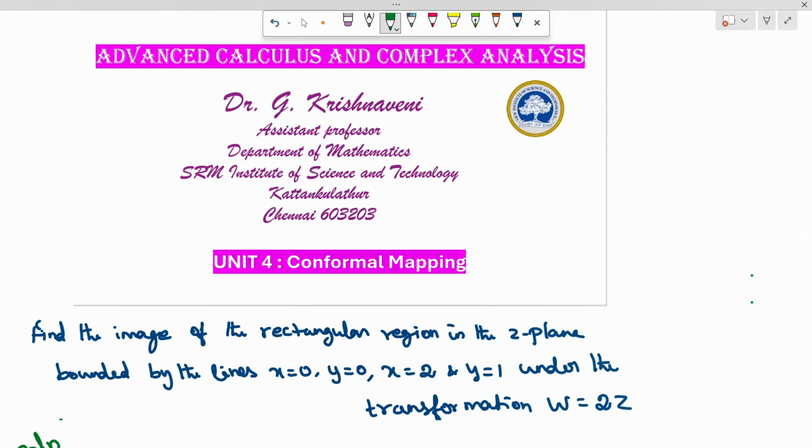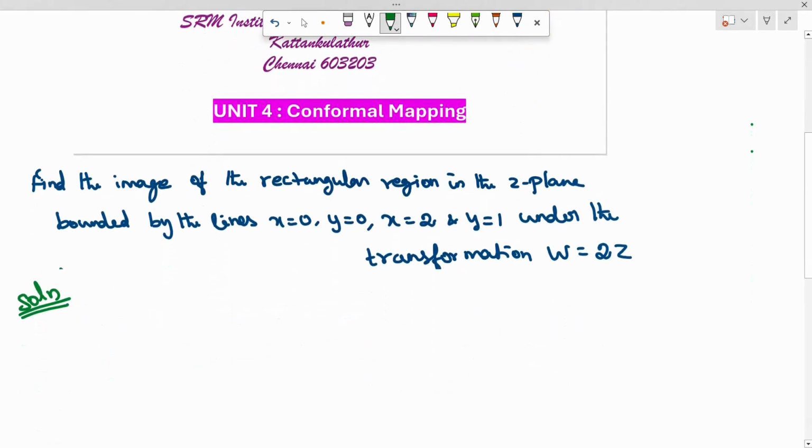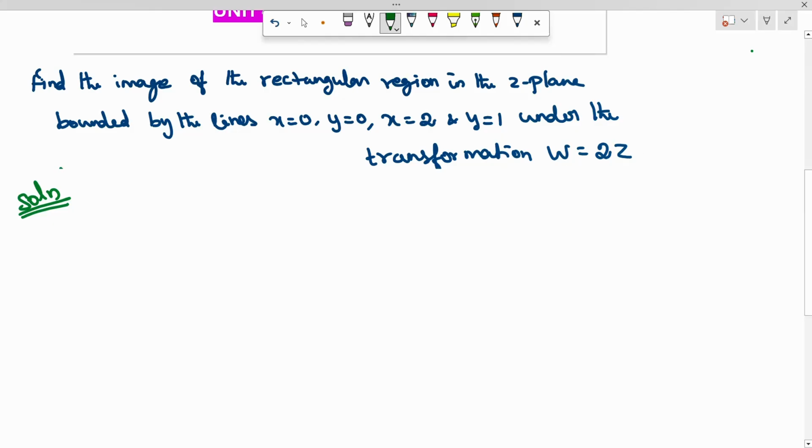In this video, we are going to discuss a few problems on conformal mapping. Find the image of the rectangular region in the z-plane bounded by the lines x = 0, y = 0, x = 2 and y = 1 under the transformation w = 2z. In this problem, the given transformation is w = 2z.